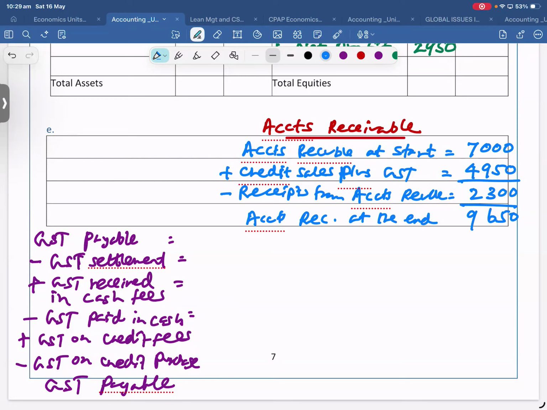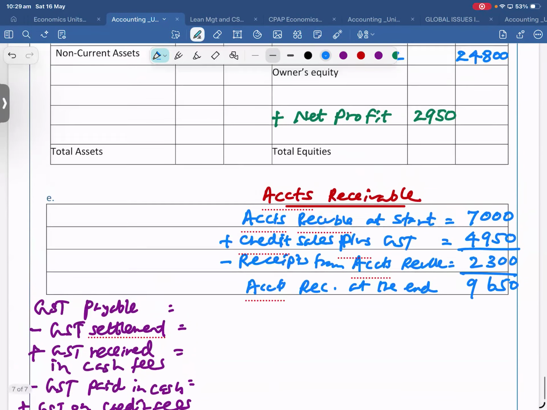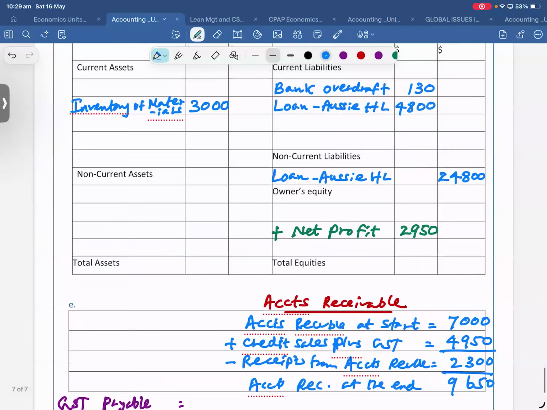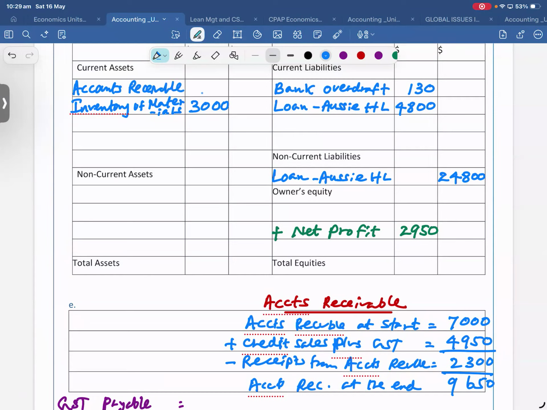Now, these workings, take them down because it is required. Okay, 9,650. Where do we record 9,650? As the first current asset, accounts receivable, 9,650. So you underline that. Sorry, don't underline asset.